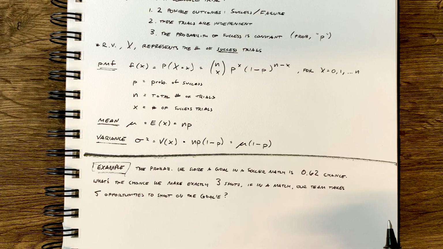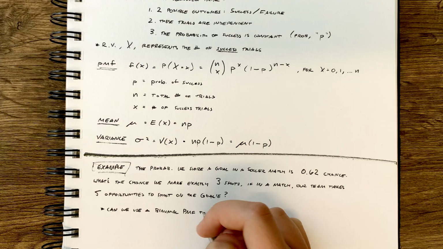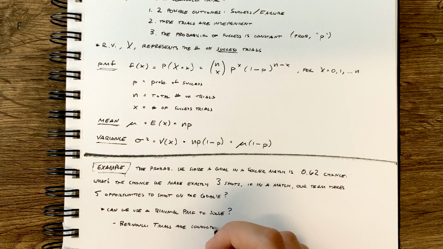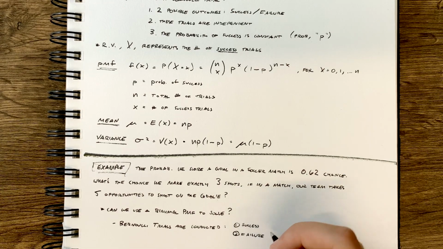Firstly, before we start doing any math, let's ask ourselves, can we use a binomial PMF to solve this problem? Well, firstly, let's see if Bernoulli trials are being conducted. A Bernoulli trial consists of 2 possible outcomes, a success or failure.